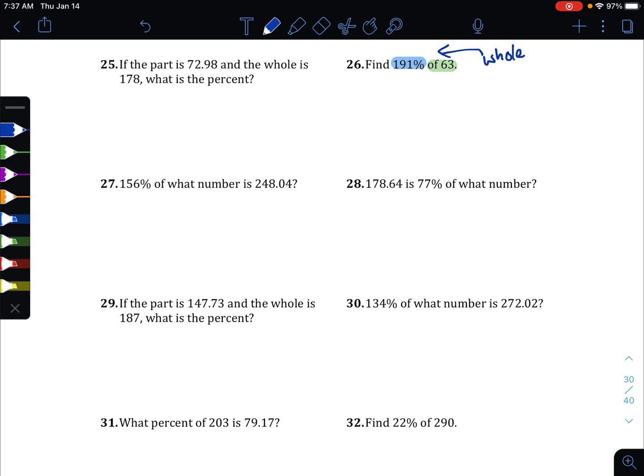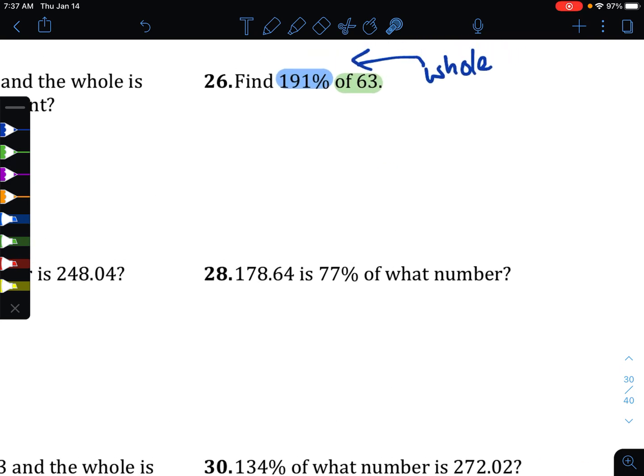We know the whole thing originally is 63, and the part that we're looking for is going to be 191% of this 63. Now the weird thing about this problem is that the part is actually going to be bigger than the whole. And hopefully you can see why that is. If we look at the percent here, the percent is bigger than 100%. So 100% would be all of it. So the part is actually going to be a bigger number than the whole is, which is a little bit strange because we usually think the part is a part of the whole thing, which can't be the whole thing or bigger. But in this case, it's actually going to be bigger.